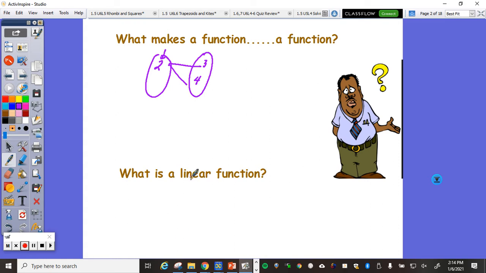A linear function, what's the root word of linear? Line. So it's a function that makes a line. A linear function has to apply to 2 principles. It has to be a function, first of all, and then it has to be a line. And we'll talk more about that in a second.